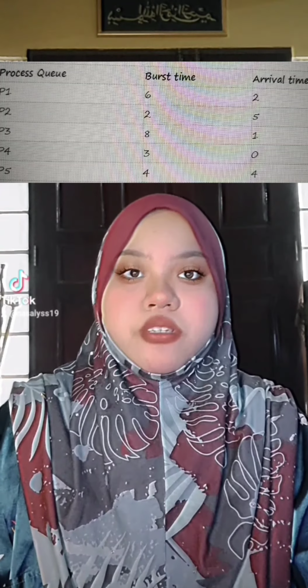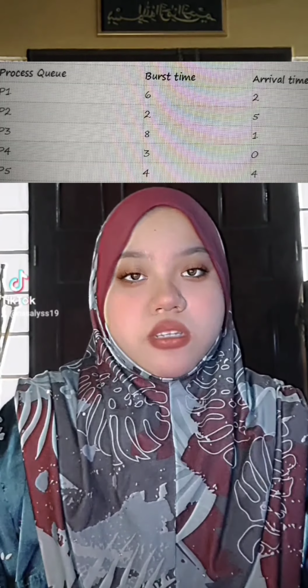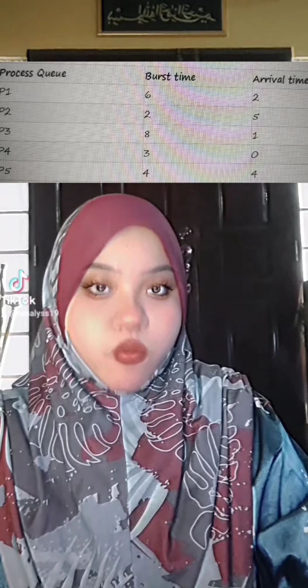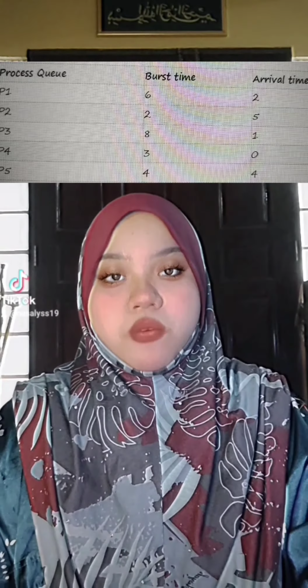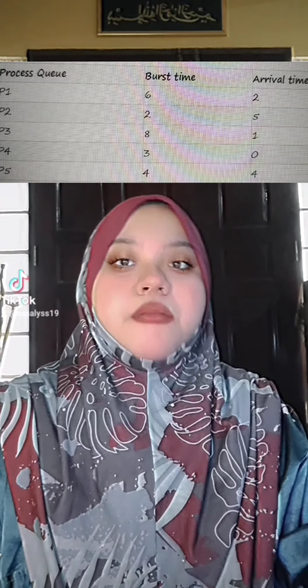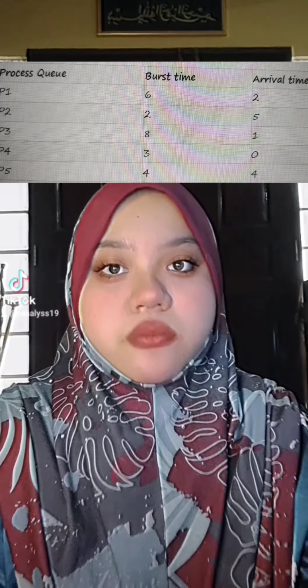Okay, so consider these 5 processes, right? We have the process queue, burst time, and arrival time. As you can see, P1 has a burst time of 6 and an arrival time of 2 milliseconds. P2 has a burst time of 2 and an arrival time of 5. P3 has a burst time of 8 and an arrival time of 1. P4 has a burst time of 3 and an arrival time of 0. And P5 has a burst time of 4 and an arrival time of 4.